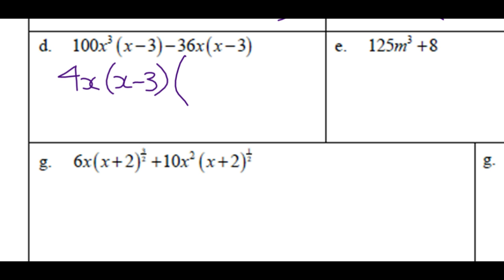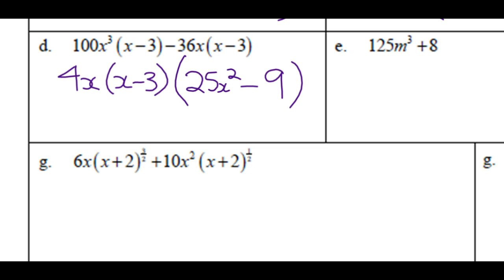Okay, and we put another set of brackets down. So 4x times what would give me 100x cubed? 25x squared, right? So if you multiply this times this, we just got this first term, right? So then we got to put down a minus sign. So 4x times what gives me 36x? 9. And you already got the x minus 3, right? Anything else we can do with this?